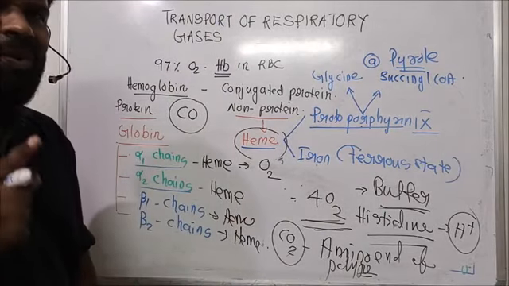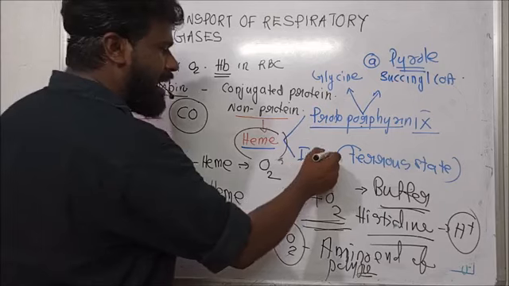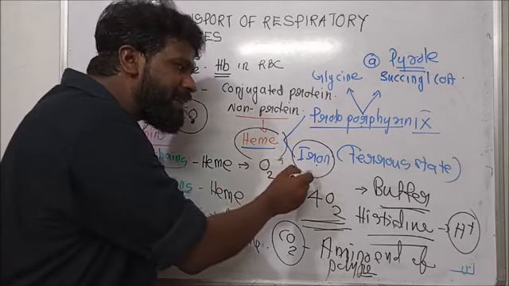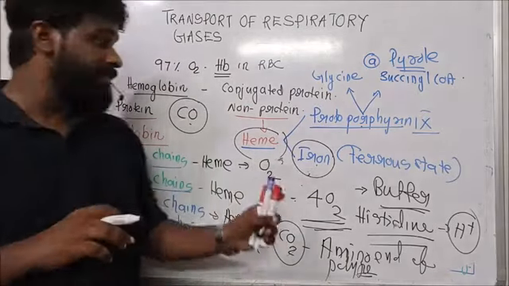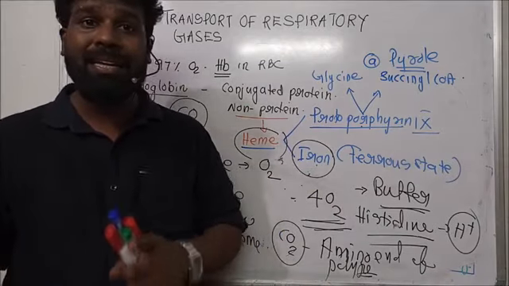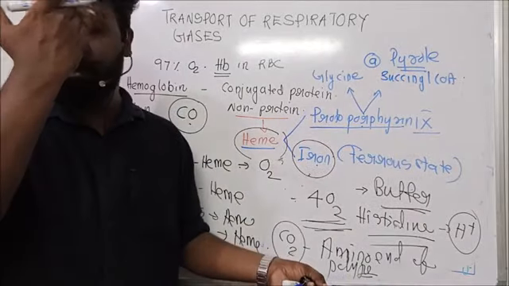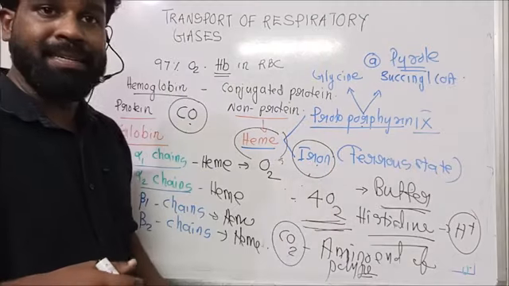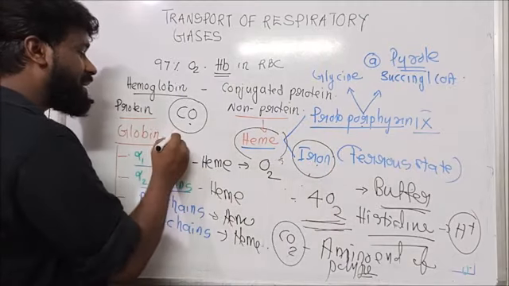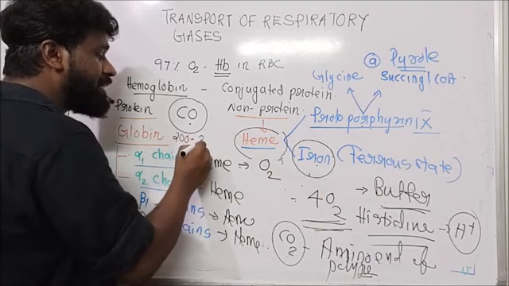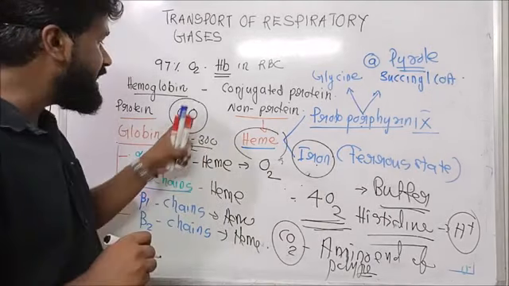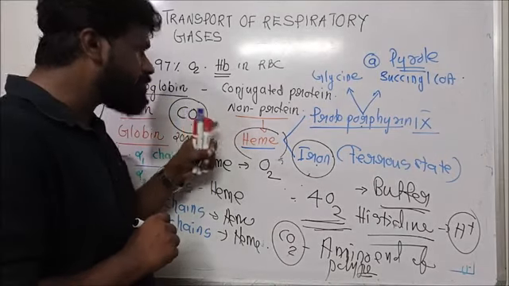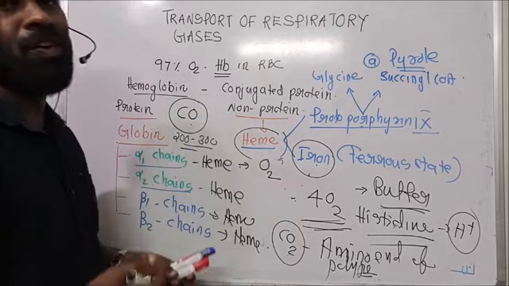This carbon monoxide binds to the iron of this hemoglobin. The same iron in the hemoglobin can carry carbon monoxide. That means there is a competition between oxygen and carbon monoxide for hemoglobin, because both oxygen and carbon monoxide are transported by the iron in the hemoglobin. But hemoglobin has about 200 to 300 times more affinity to carbon monoxide than oxygen.